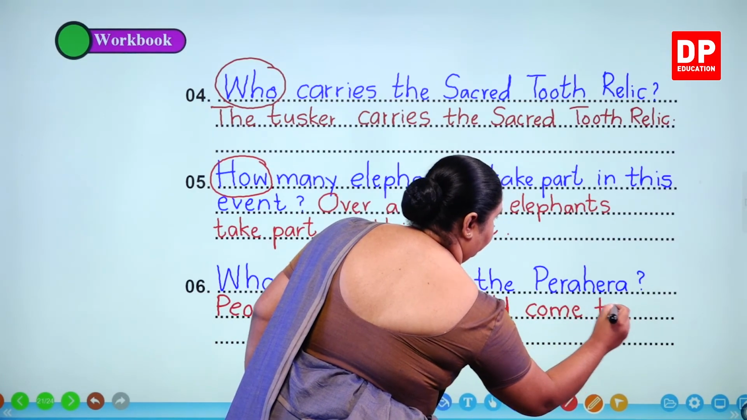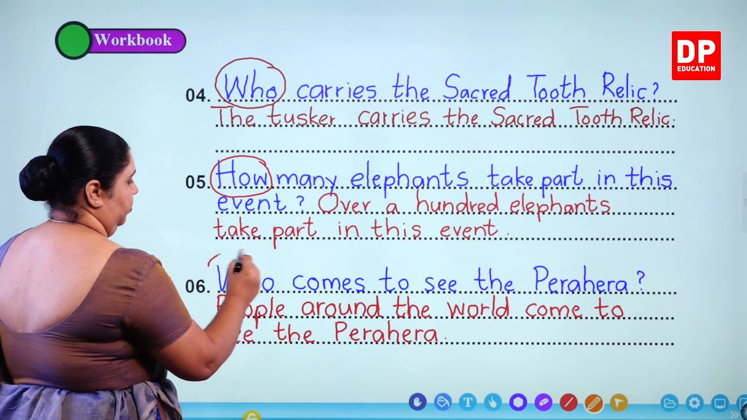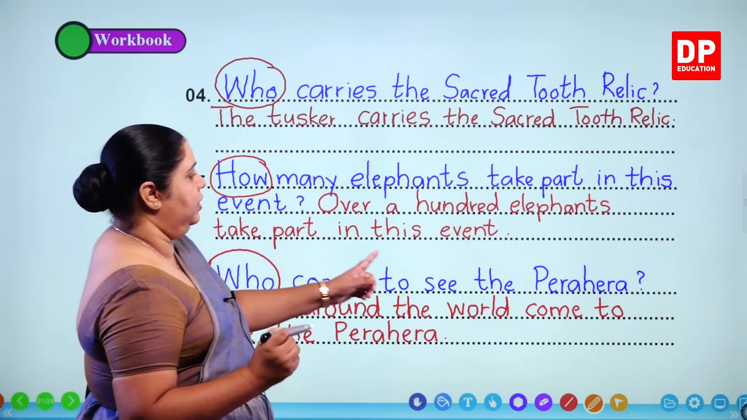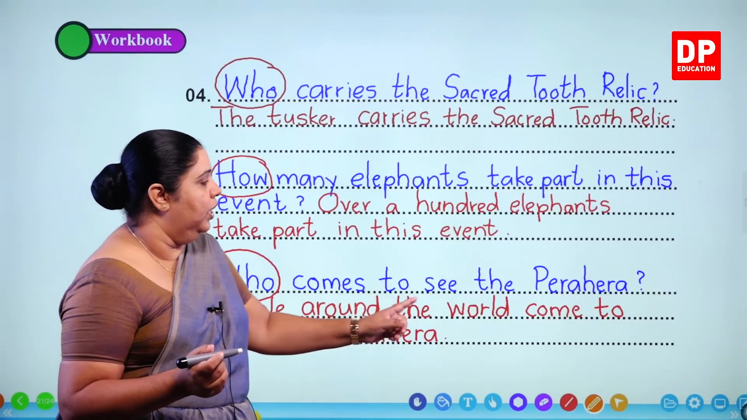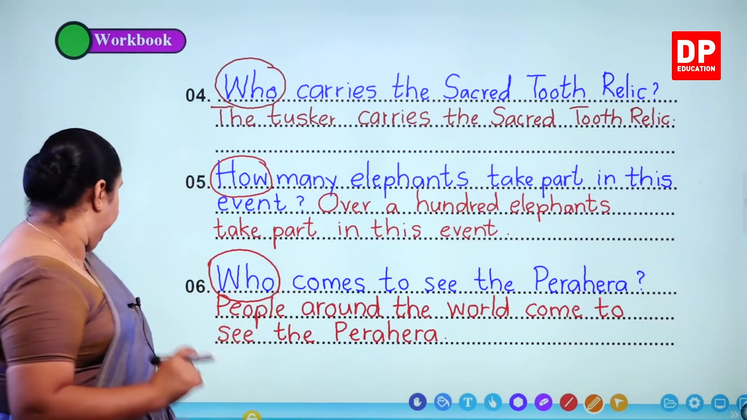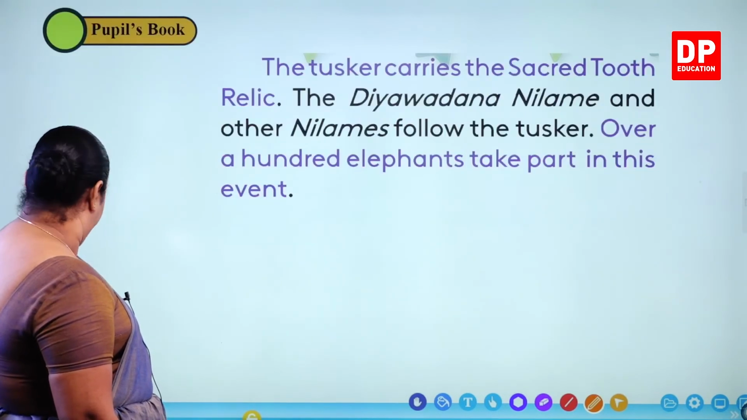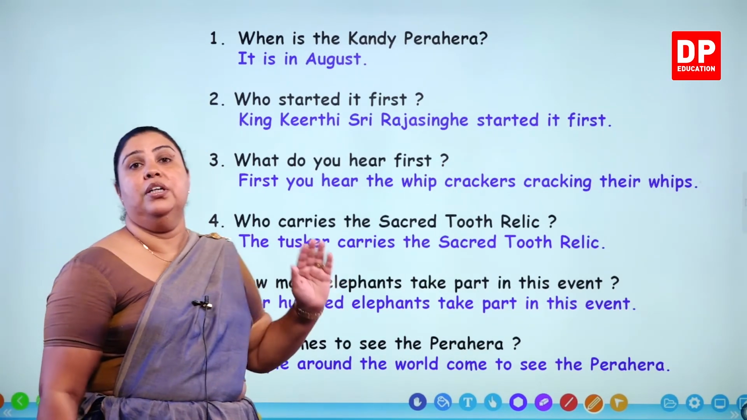Come to see the perahera. Right, now what is the question? Who comes to see the perahera? And we have the answer, people around the world come to see the perahera. Okay, so now we have completed our questions and our answers. And here you have all the questions and answers.